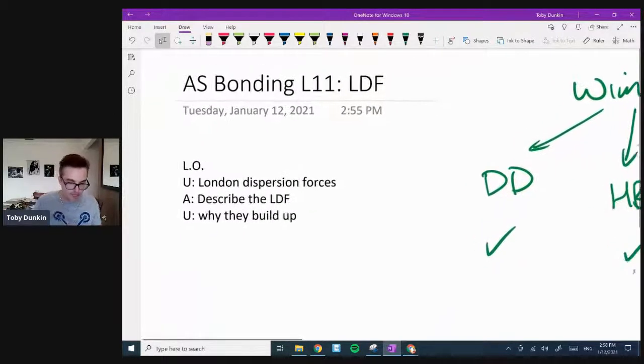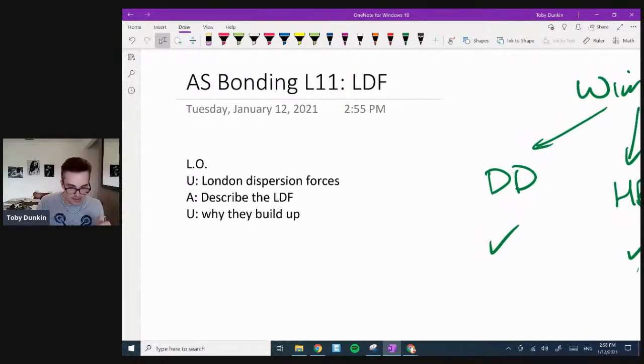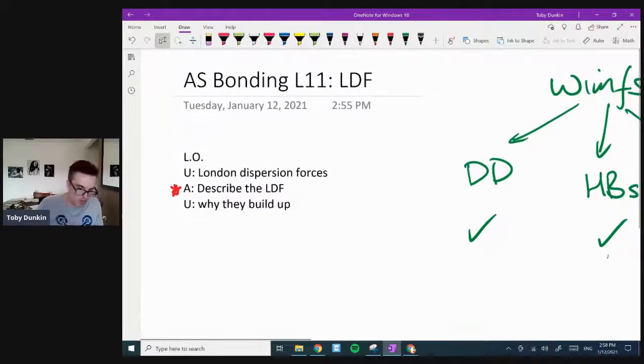So three learning objectives today. We've got: understand the origins of London dispersion forces; be able to describe it. So this is what you're going to have to learn for your exam. They're going to ask you for this description. So that one is really important. And the last one is: understand why they build up. VDWs or LDFs, London dispersion forces, are cumulative. They build up with size of molecule.